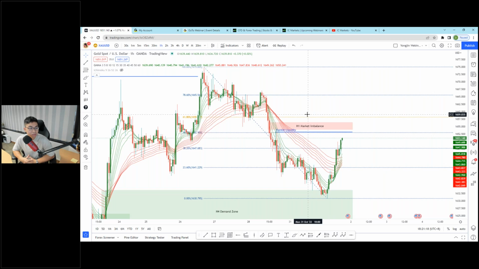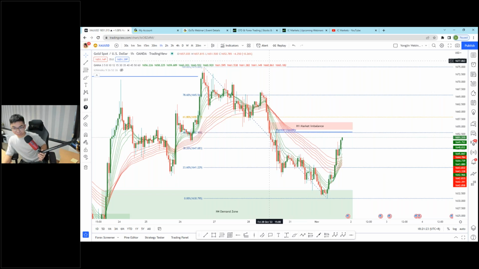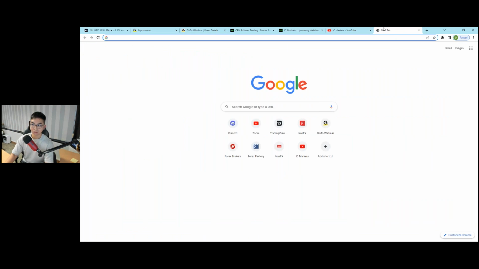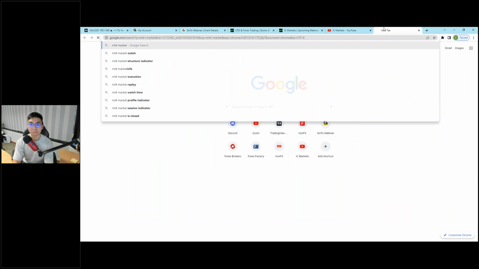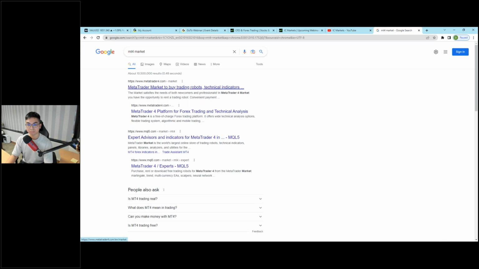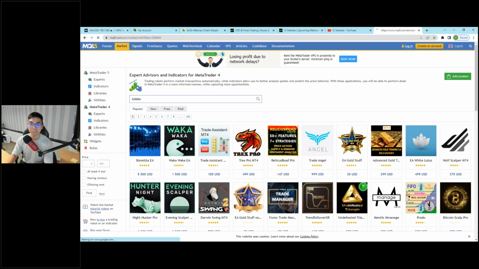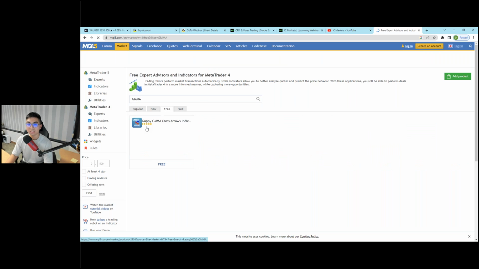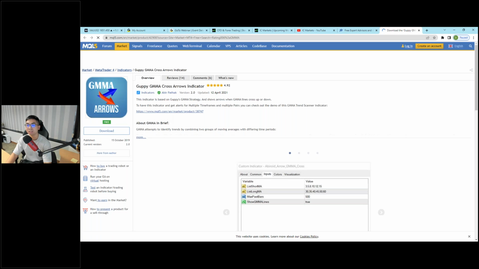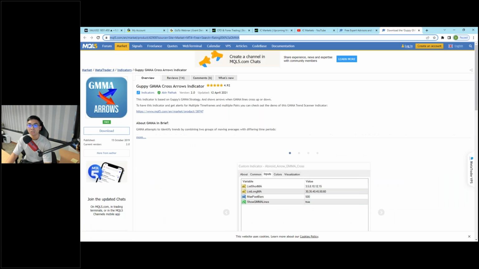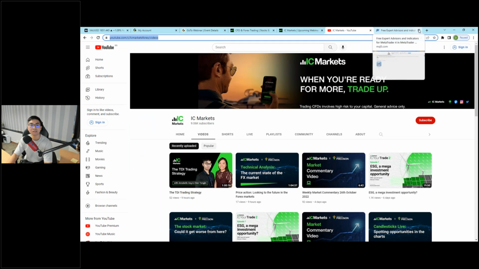Any recommendations on GMMA for MT4? Nicholas, you asked that question. Well, I haven't checked out the GMMA indicator for MT4, so maybe you can check the MT4 marketplace. Maybe someone is selling it, not sure. Maybe there might be a free one. Ah yes, there's a free one, Guppy GMMA cross indicators. Maybe you guys might want to use it. It's free anyway.